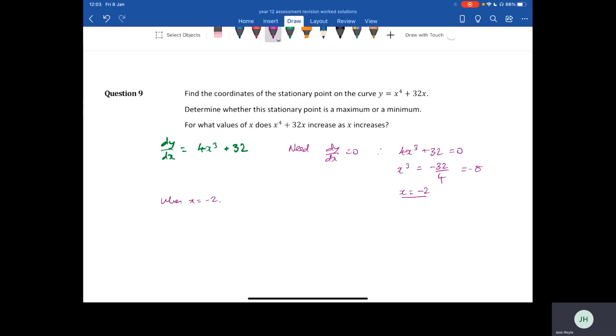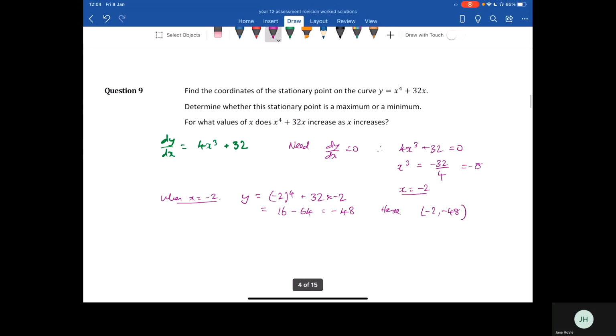When x is equal to negative 2, then y is negative 2 to the power of 4 plus 32 times by negative 2. So that's 16 minus 64, so negative 48. So hence the stationary point is negative 2, negative 48. So just a little bit awkward. We've got lots of negatives there. So just keep a watch out for what's going on when you're using those values.